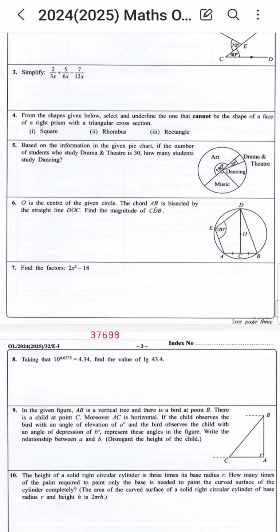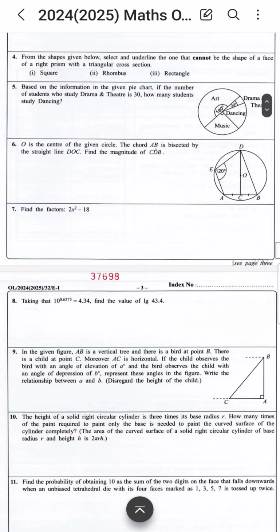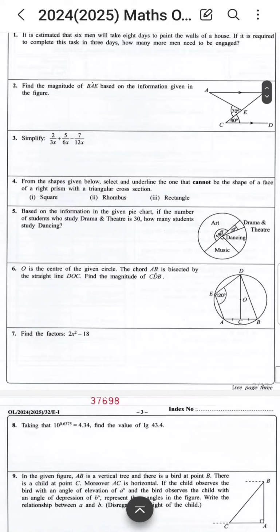Here we are now discussing the 2024-2025, the last year maths paper. I think I have discussed questions 1 to 5. So, today I'm going to discuss the sixth question.